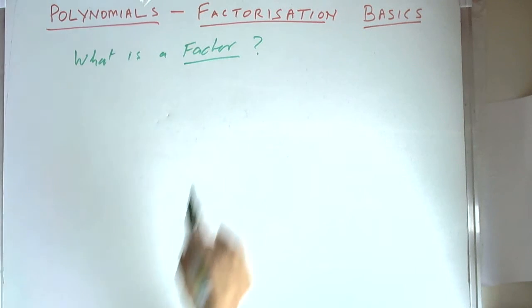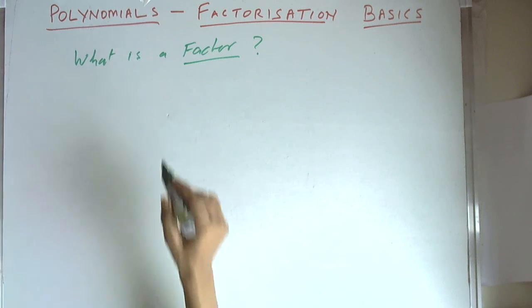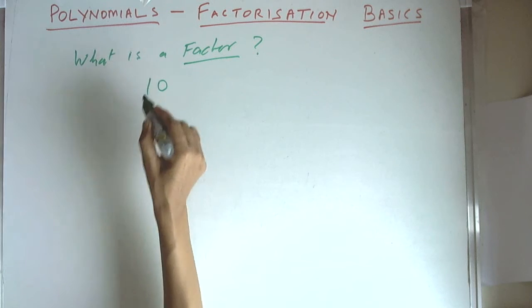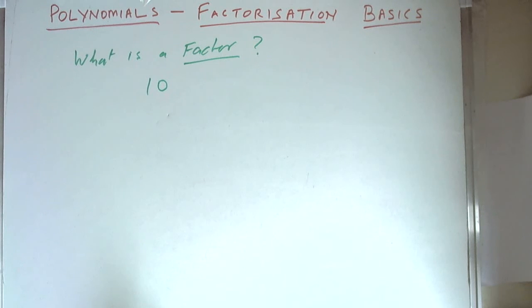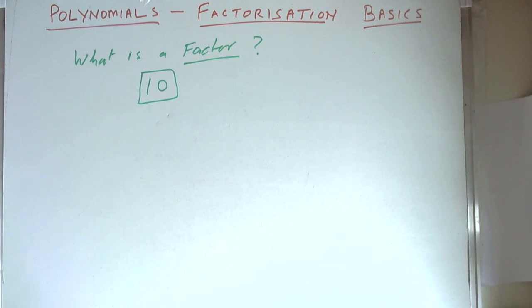We will understand by taking numerical examples, and after we understand factor and factorization with numerical examples, we will proceed with polynomials. So now let us take number 10. And the question is, by what numbers can number 10 be divided completely?